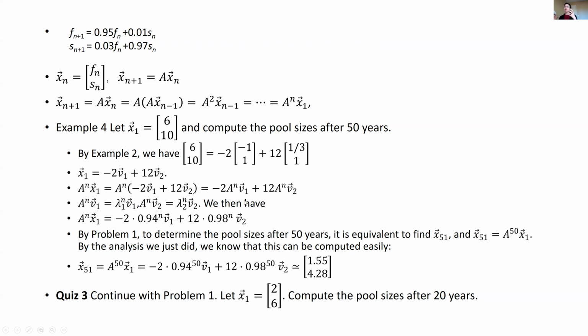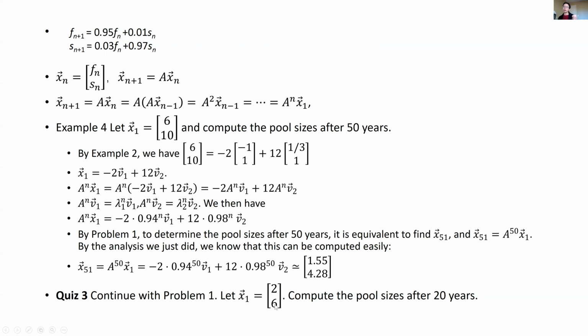And next, if I am asking you to compute this, I replace x1 by 26, and I ask you to compute the pool size 20 years after, what would be the answer? If the vector here is still the same, right? So I'm not talking about the quiz 3. If I'm still asking you this for this same initial vector, what is the pool size after 100 years? You know that for this question, you just replace n equals 50 in this particular case by 100, right? So similarly, if you're still having the same initial condition, then 20 years after, you just replace this 50 by 20.